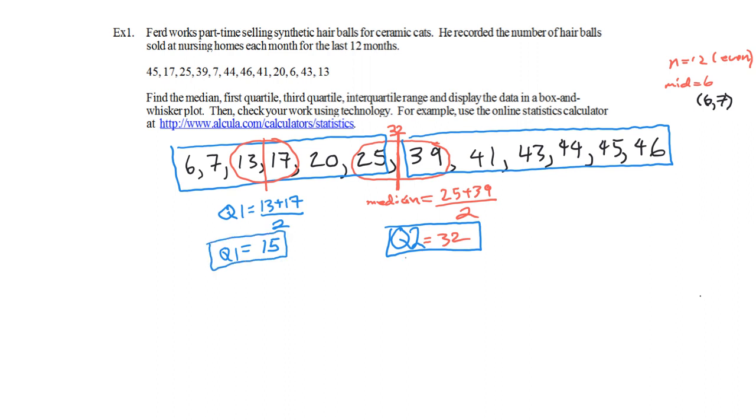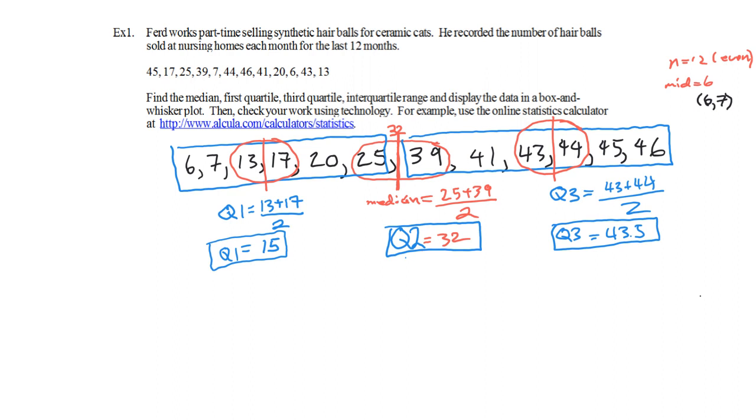Similarly, we have a similar calculation for the top half, and I'll just show you the final answer. So we have 43 plus 44 divided by 2. You'll notice the top half median is called Q3, not the median.